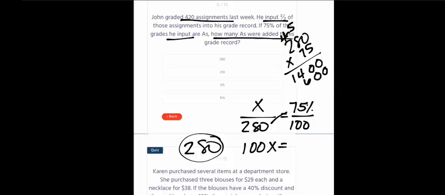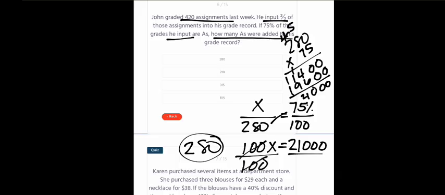100 times x is 100x. 280 times 75 is some number that we're going to calculate right now. 5 times 0 is 0. 5 times 8 is 40. Carry the 4. 5 times 2 is 10, plus 4 is 14. Placeholder 0, and then 7 times 0 is 0. 7 times 8 is 56. Carry the 5. 7 times 2 is 14, plus 5 is 19. And now I'm going to add stuff up, and I get 21,000.